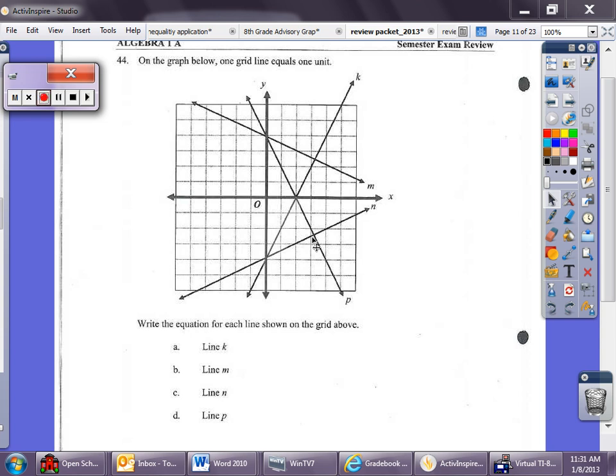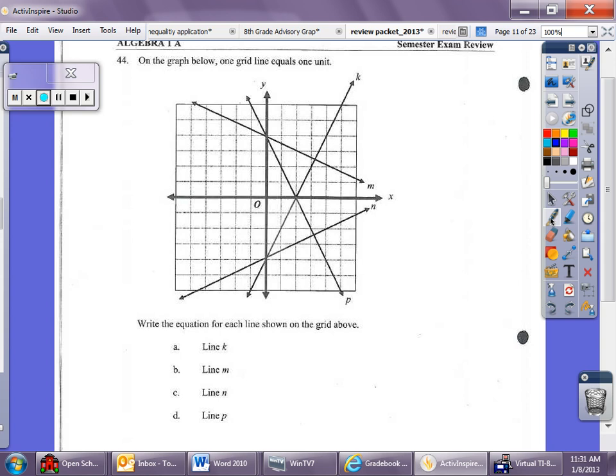Alright, continuing with our semester exam review. The exam is coming up in a few days, so we're going to pick this up and continue with question 44 here. It says, on the graph below, one grid line is equal to 1 unit. Write the equation for each line shown on the grid above.